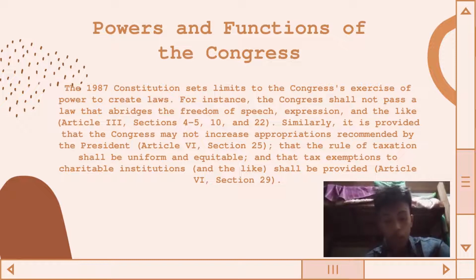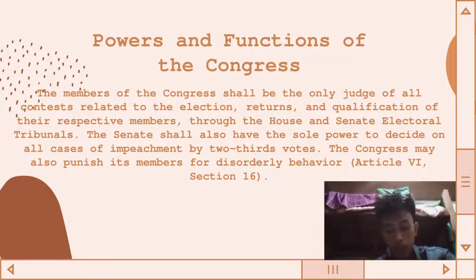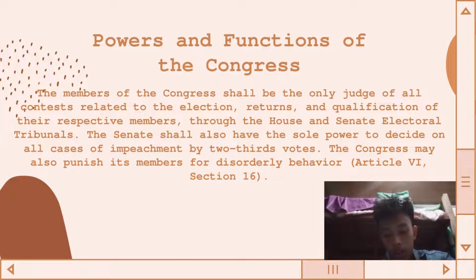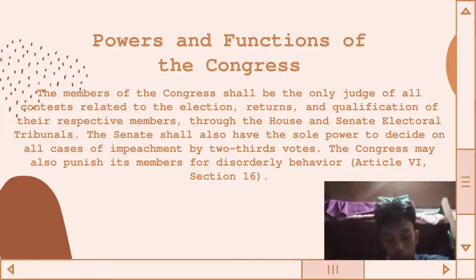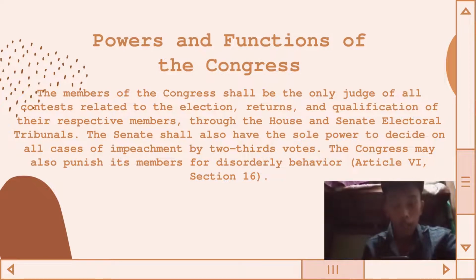Article 6, Section 29. The members of the Congress shall be the sole judge of all contests relating to the elections, returns, and qualifications of their respective members through the House and Senate electoral tribunals. The Senate shall also have the sole power to decide on all cases of impeachment by a 2/3 vote. The Congress may also punish its members for disorderly behavior.